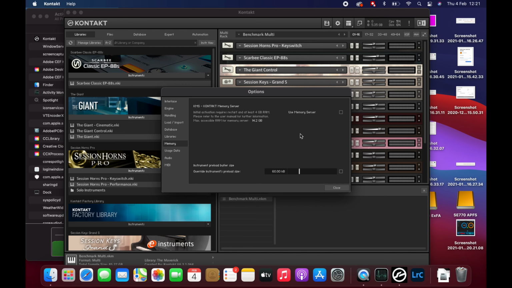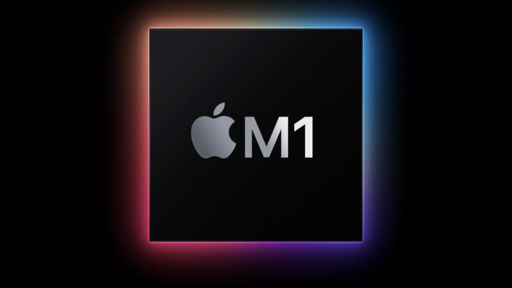So the memory server, I think it's used if you load up several times the same library for different versions of the same instrument. Then with this one you can save some memory because you use the same instrument on different instances. So that concludes the comparison between two MacBook Airs M1, one with 8 gigabytes of RAM and the other one with 16 gigabytes of RAM.